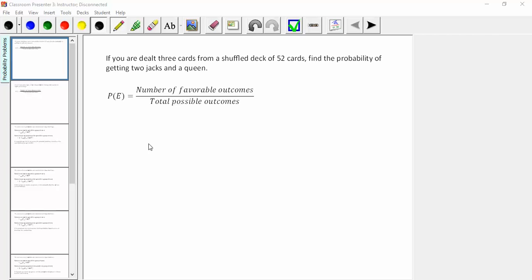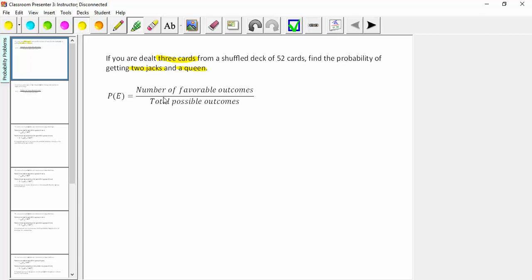We see quite a few of these. If you are dealt 3 cards, not 5 cards, only 3 cards this time, from a shuffled deck of 52 cards, find the probability of getting 2 jacks and a queen. Okay, so let's make sure we've got things down here. We've got 3 cards, not 5. And we're looking for 2 jacks and 1 queen.